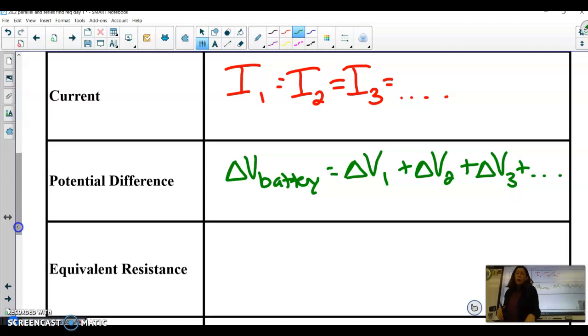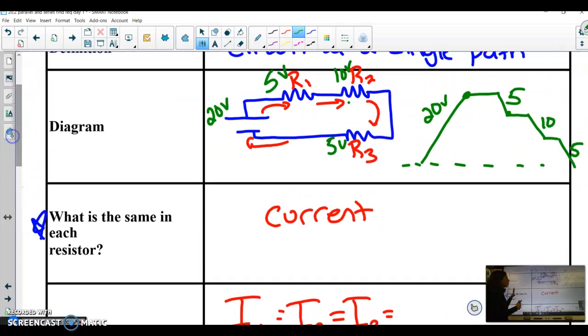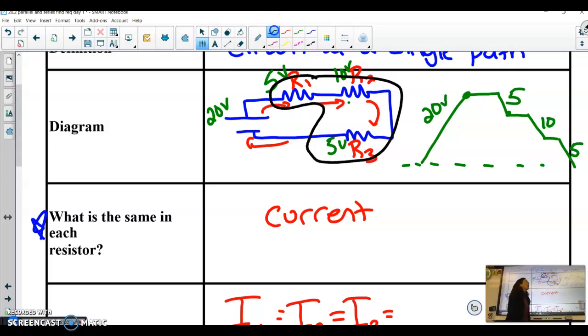Okay. Great. The next thing we need to know is how do you find equivalent resistance? What equivalent resistance means is that, instead of the battery having these 3 resistors attached, what could I replace these 3 resistors with, so that the battery experiences the same amount of resistance? From the battery's point of view, what could we replace all of these resistors with so that the resistance of the circuit is still the same, but it's only 1 resistor instead of 3?